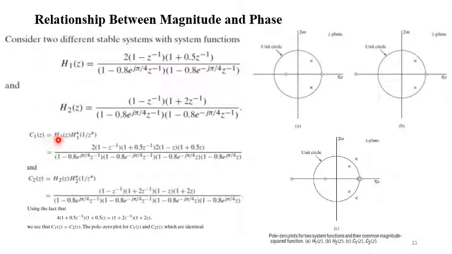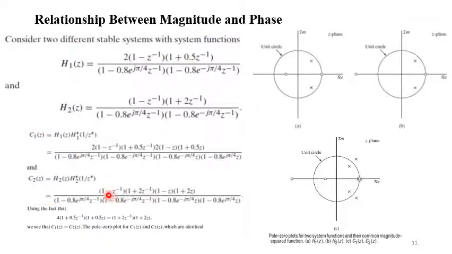So finding C1(z) gives this one. I hope you can straight away find H1(z), and you replace the conjugate of this with 1 over z in this equation, so you can easily get H1*(1/z*). Similarly, for the second case, you can find it easily here. So if we compare the two system functions, C1(z) equals this one and C2(z) equals this one.